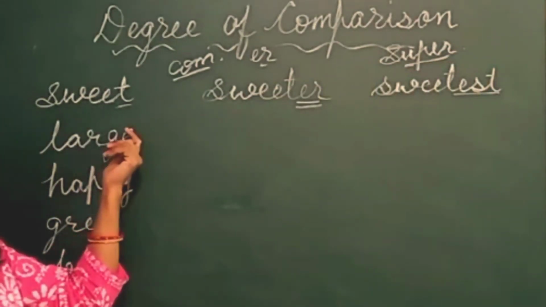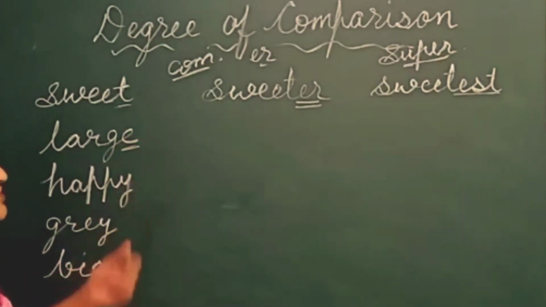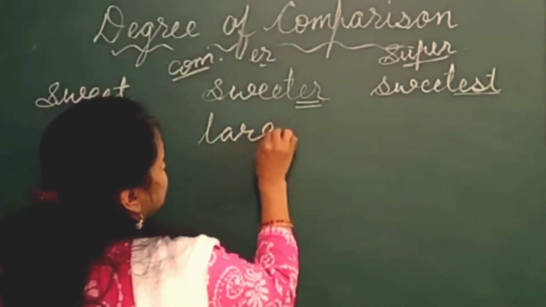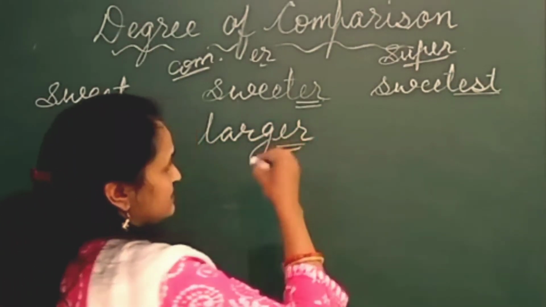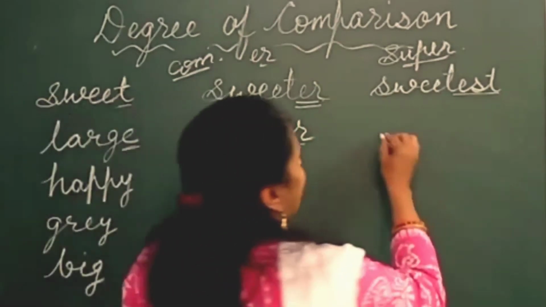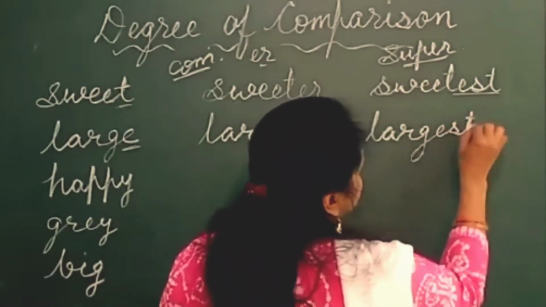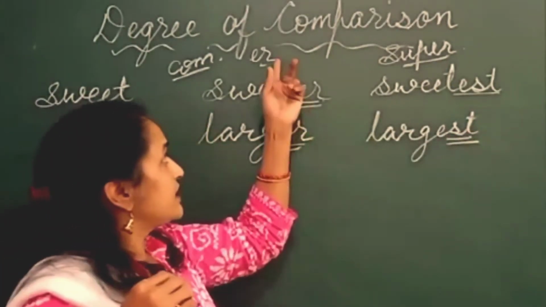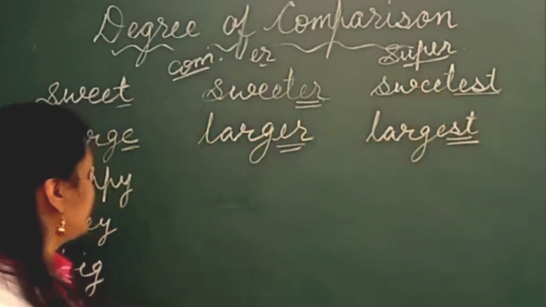When an adjective ends with e, we use only r. So larger, it becomes larger, and largest. We add only r to make the comparative degree and st to make its superlative degree.